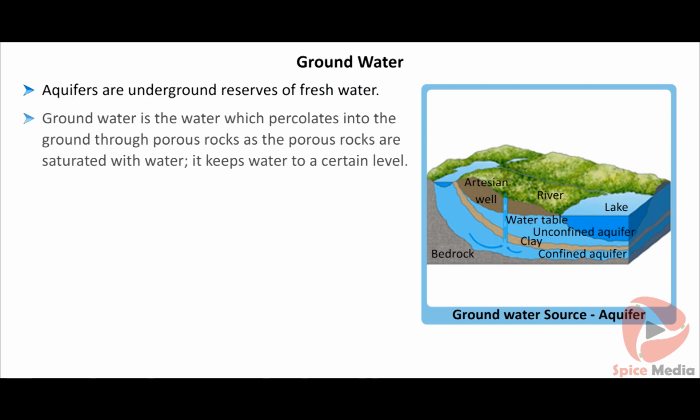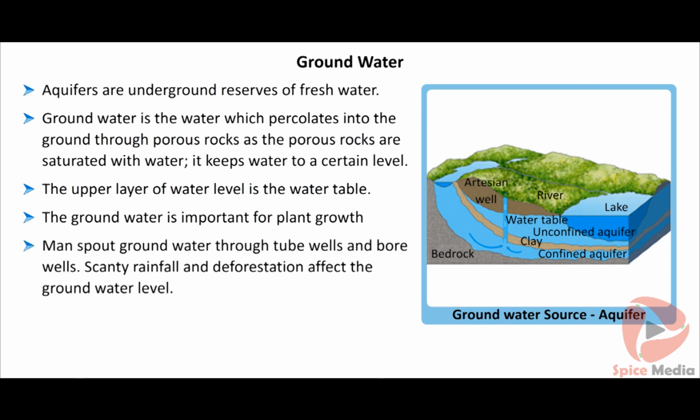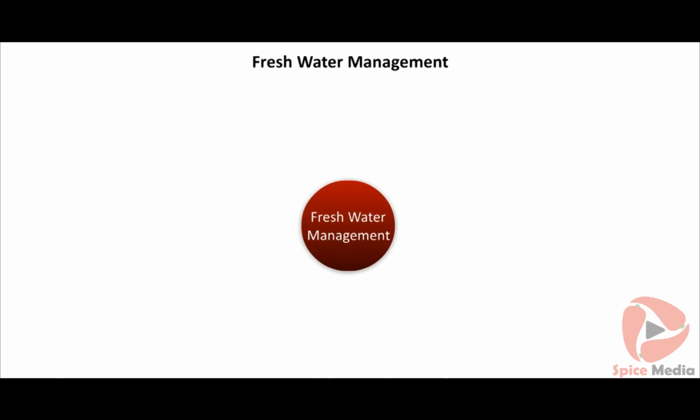Aquifers are underground reserves of fresh water. Groundwater is the water which percolates into the ground through porous rocks. As the porous rocks are saturated with water, they hold water up to a certain level. The upper layer of the water level is the water table. Groundwater is important for plant growth. Man taps groundwater through tube wells and bore wells. Scanty rainfall and deforestation affect the groundwater level.